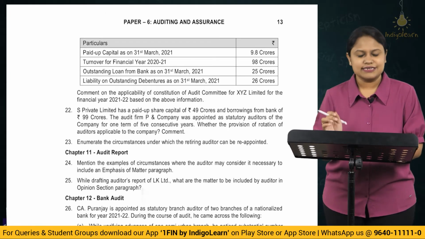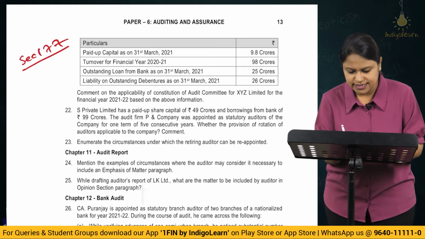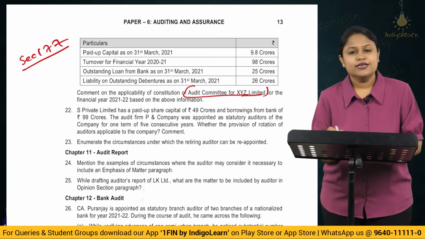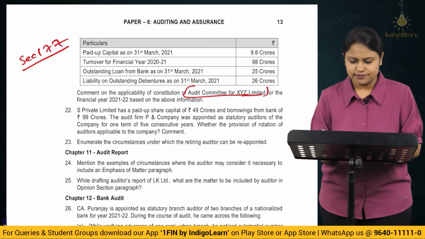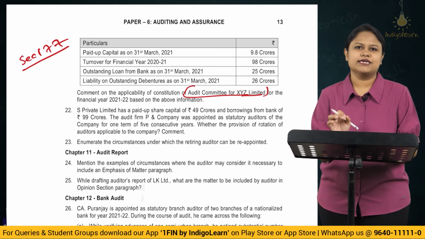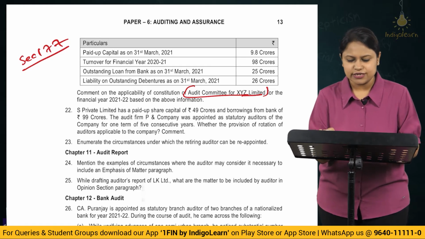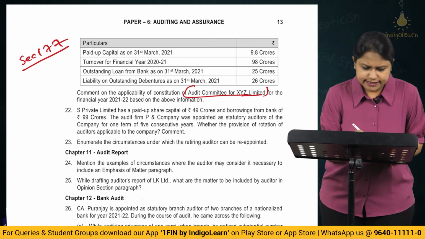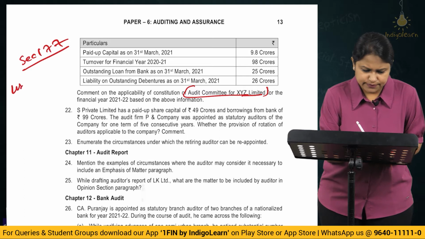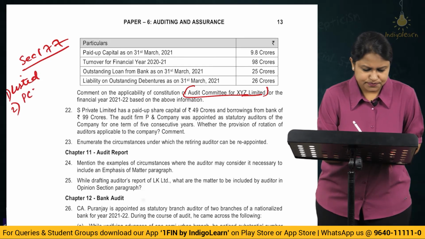So the entire question is based on the threshold limit given in Section 177 about audit committee. Okay. So you just have to go through the threshold limits, see which of the limits has been fulfilled, and based on that, whether the formation of the committee is applicable in this company or not. Okay, so let us see what the applicability is. So if you look at it, first of all, listed companies, compulsory, correct? Second, public companies having paid up capital of 10 crore or more.